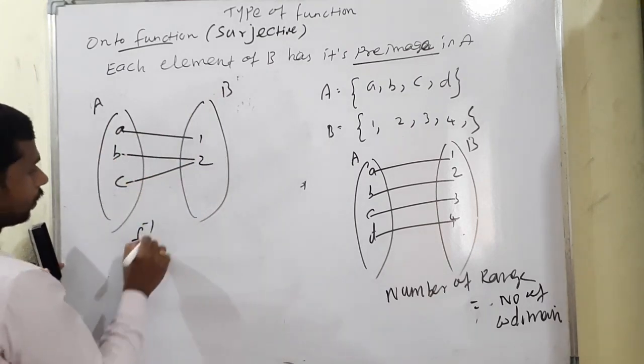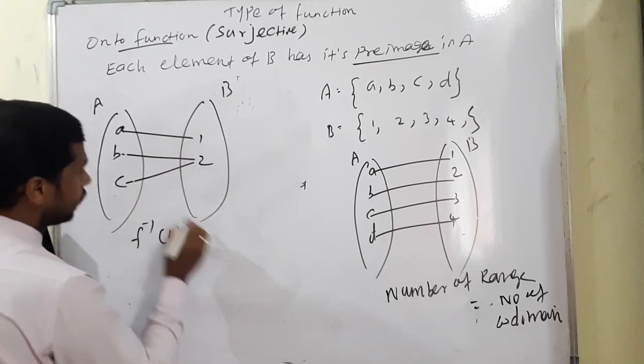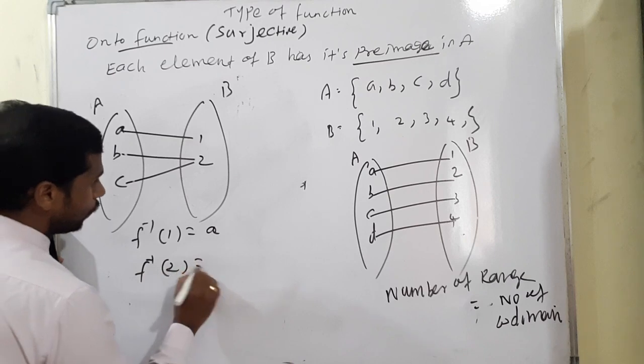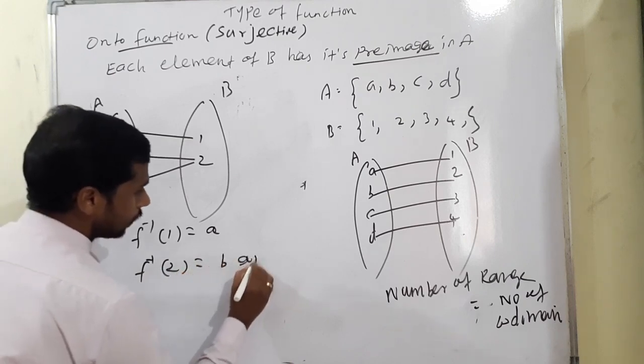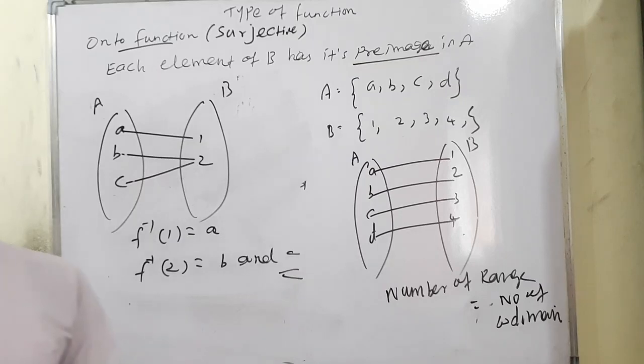Therefore, how to make it? So it is an onto function. Therefore, F inverse of 1 is equal to A only. At the same time, F inverse of 2 is equal to B and C. So this is the example. Okay, I will continue with another type.